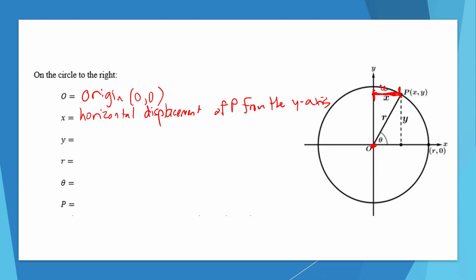If we take a look at y, what is y? Y is going to be, I'll do it in green here, this distance from P, and not from the y-axis this time, but from the x-axis. So y should be the vertical displacement of P from the x-axis.